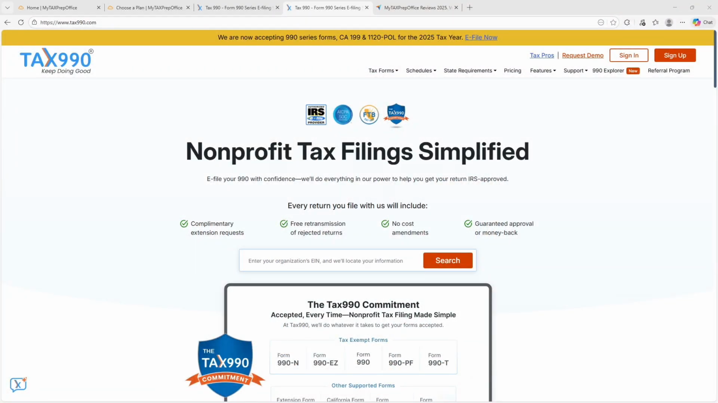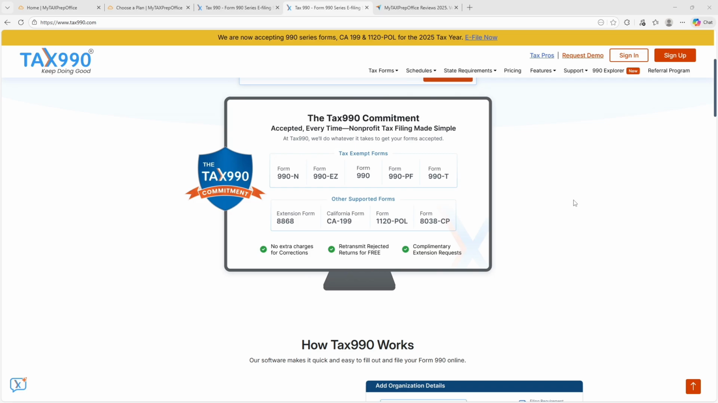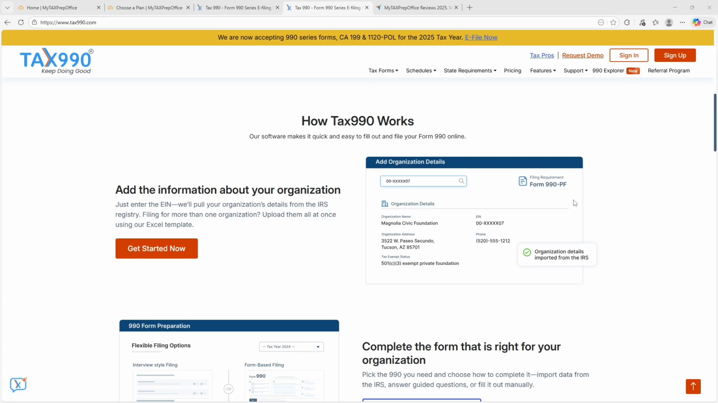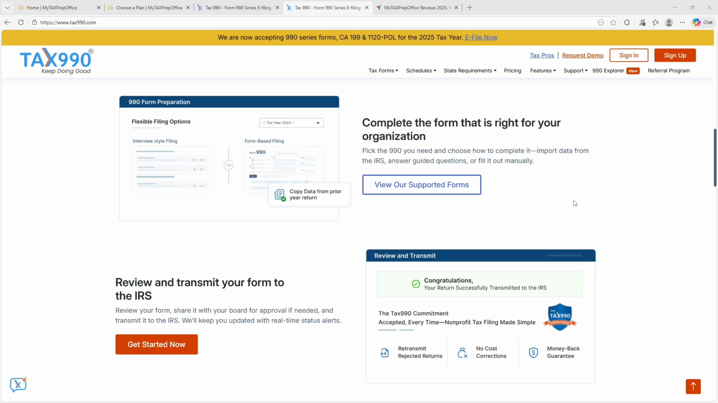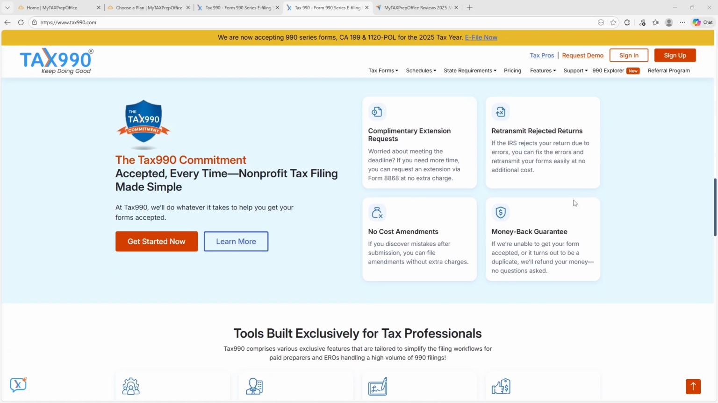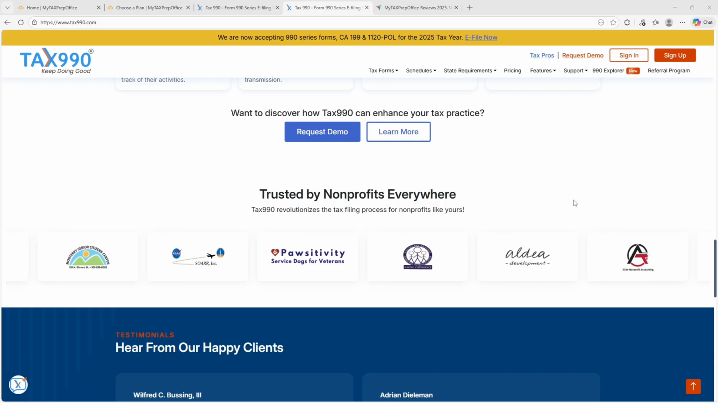Switching to Tax990, this platform is purpose-built for non-profit and compliance filing rather than full income tax preparation. Tax990 focuses exclusively on IRS Form 990 series filings and related non-profit forms, making it a specialized solution rather than a general tax platform. Supported forms include Form 990N, 990EZ, 990, 990PF, 990T, Form 8868 extensions, CA Form 199, and additional state and compliance filings.